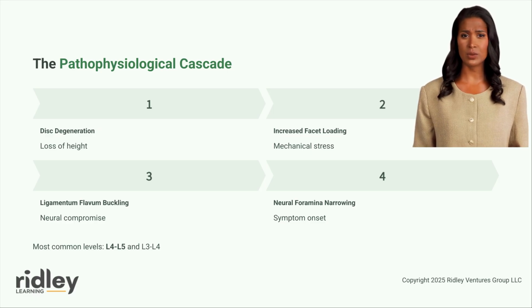The relationship between disc degeneration and stenosis development explains why lumbar spinal stenosis most commonly affects the L4-L5 and L3-L4 levels, which experience the greatest mechanical loading and demonstrate the highest rates of degenerative disc disease.